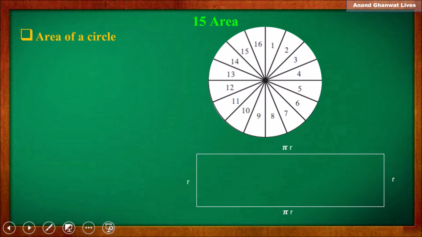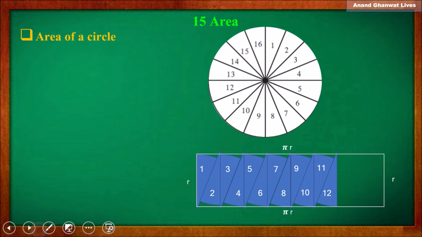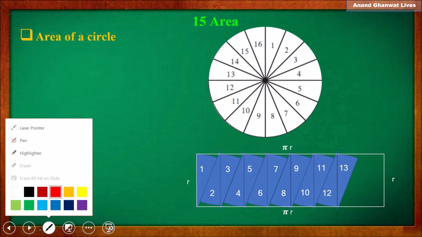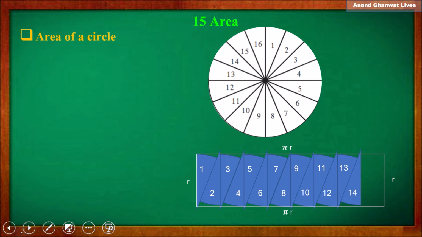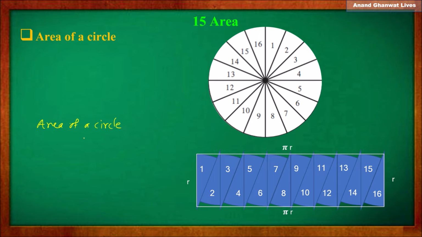You have to arrange those pieces on the rectangle like this: 1, 2, 3, 4, 5, 6, 7, 8, 9, 10, 11, 12, 13, 14, 15 and 16. So what is your observation here? Yes, all the area of the circle is covering all the area of the rectangle. Means area of circle is equal to area of rectangle.